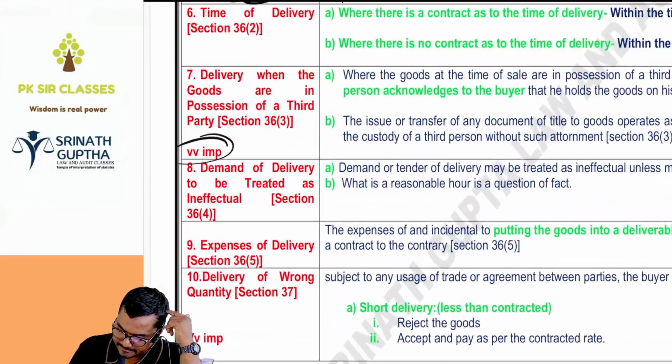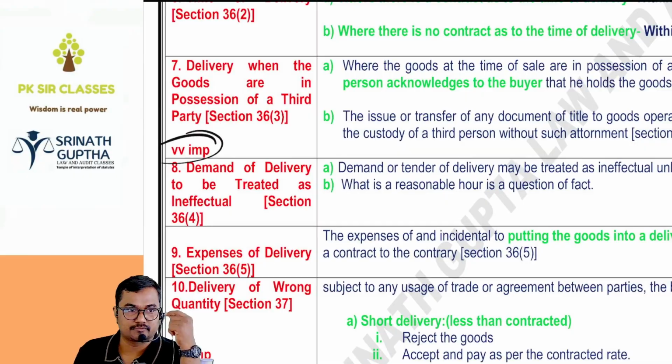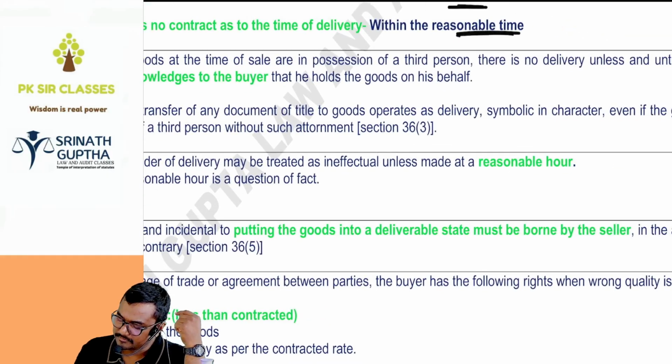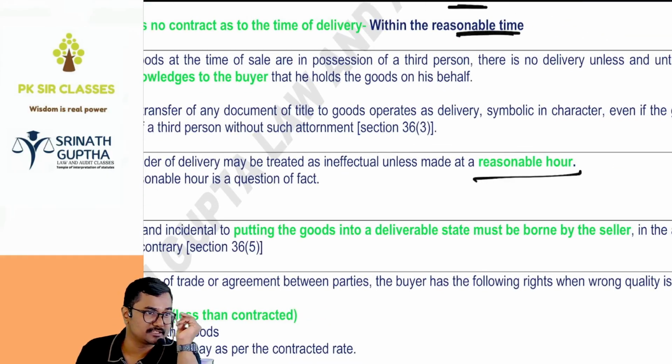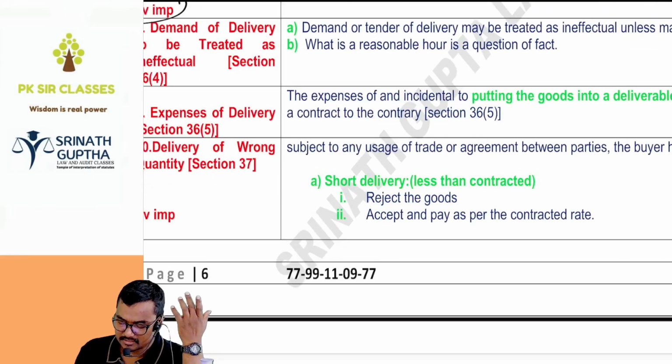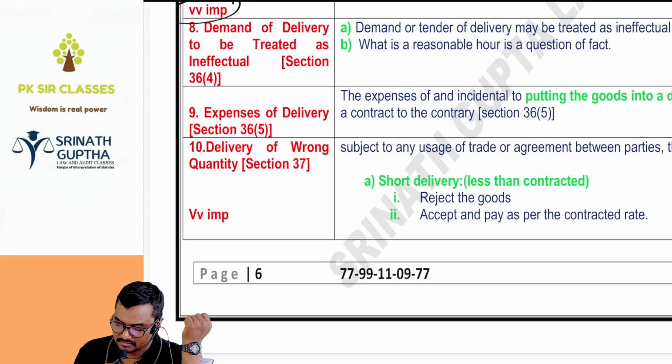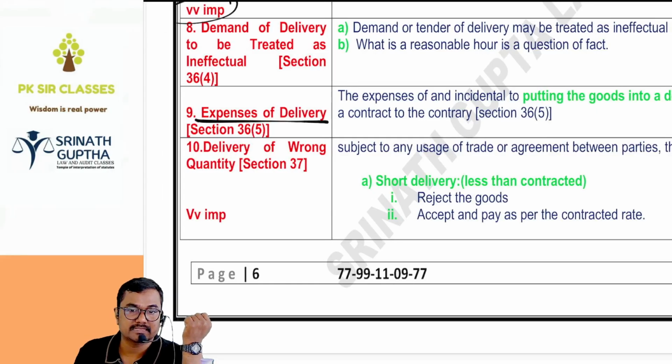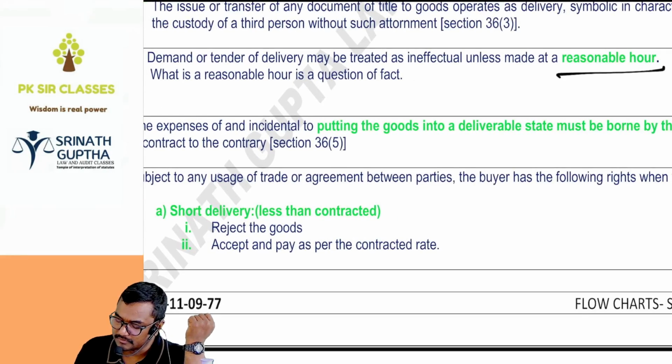Next, demand for delivery is treated as ineffectual. It is the duty of the buyer to demand the delivery, but you have to ask only during reasonable hours. You should not ask at midnight 3 o'clock for delivery of the goods from the seller. If you are asking at 3 o'clock midnight, that is not a valid act of requesting the delivery of the goods. Expense of the delivery, who will bear? Seller, until goods are put into deliverable state.